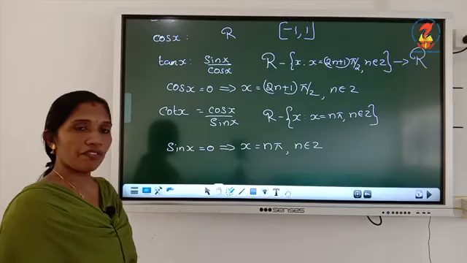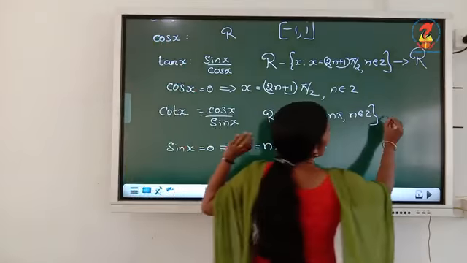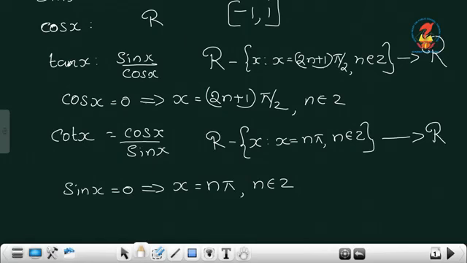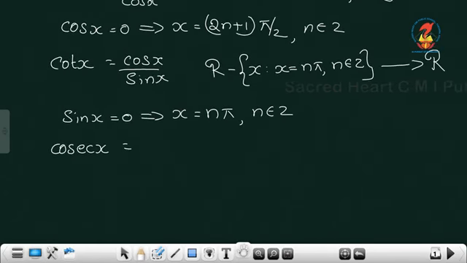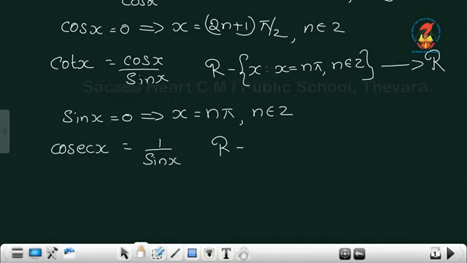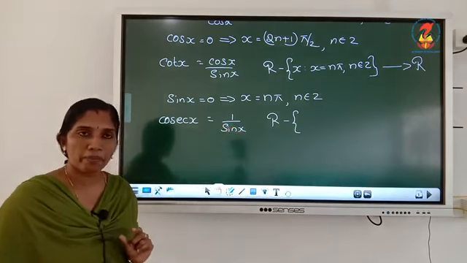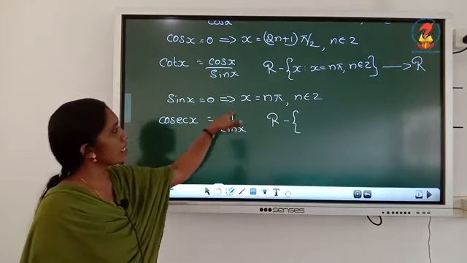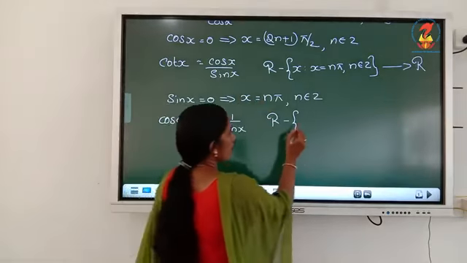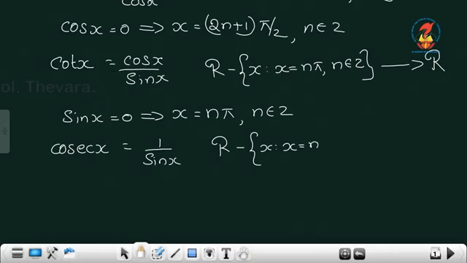Then what is the range of cot function? That is similar to tan function. It is set of real numbers. Now the next one is cosec function. Cosec x we can write as 1 by sin x. So domain means R minus set of all x such that the sin x cannot be 0. Sin x is equal to 0 implies x is equal to n pi. So R minus set of all x such that x is equal to n pi, where n belongs to z.